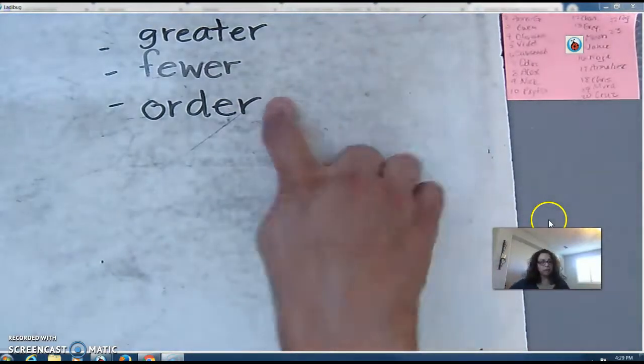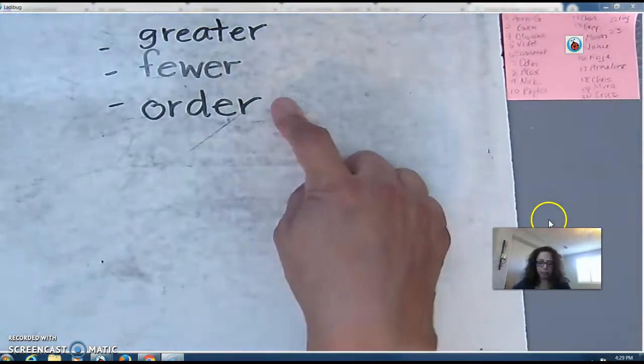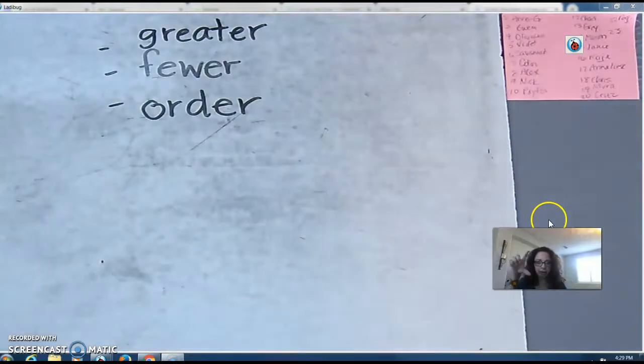And then order, it was when we were taking out the little cards with numbers and we would put them in order. So if we had the numbers 5, 6, and 4, and they were scrambled, we were trying to put them from least to greatest. So we would say 4 would go first, then 5, then 6. So that's what it means by order.